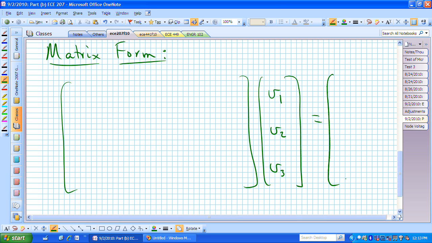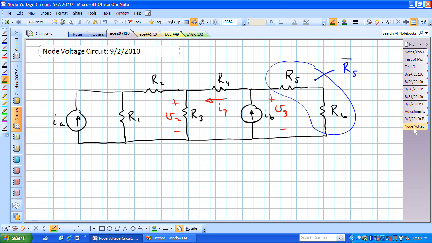Our first standard form equation, if I'm getting my notes right, was 1 over r1 plus 1 over r sub 2. It was minus 1 over r sub 2 times v sub 2. There was nothing scaling v sub 3, and I sub a was actually the current source going into that first node. And if you look now at your circuit, you can see for node 1, which was right here, node 1 is touched by R1, it's touched by R2.